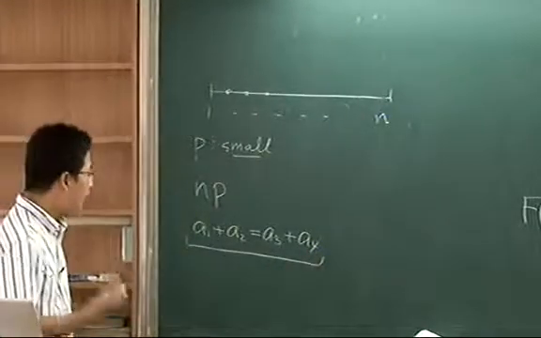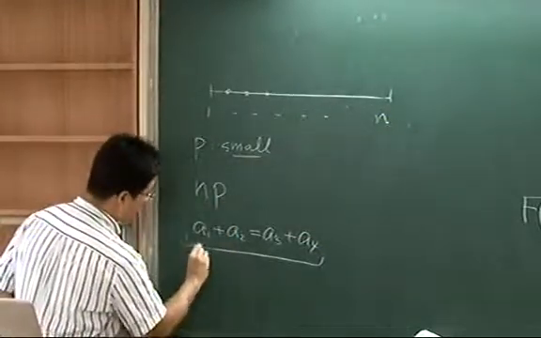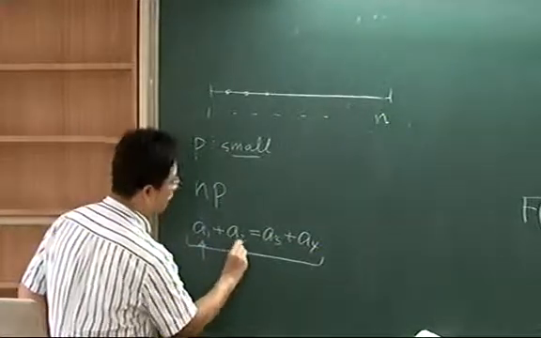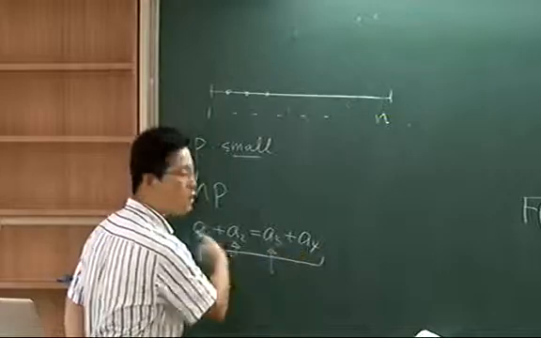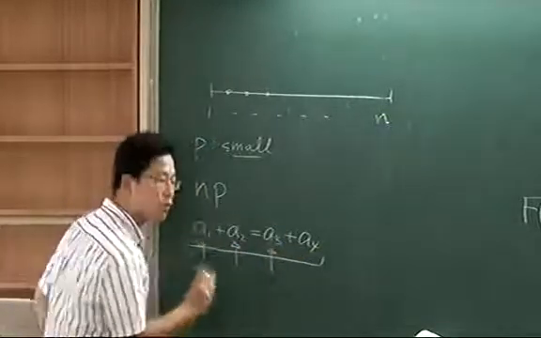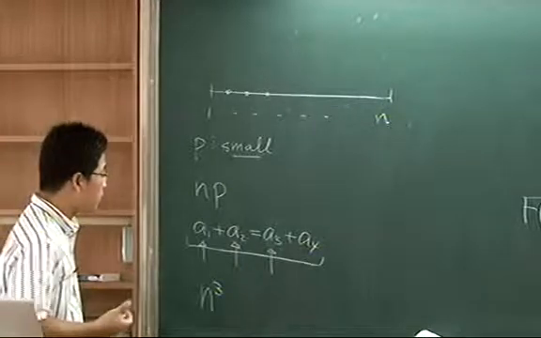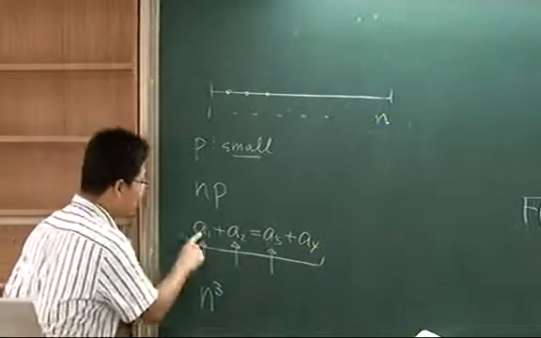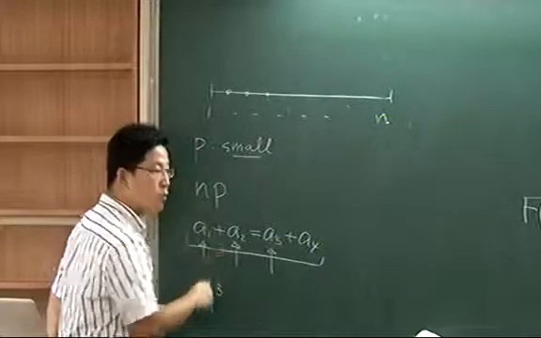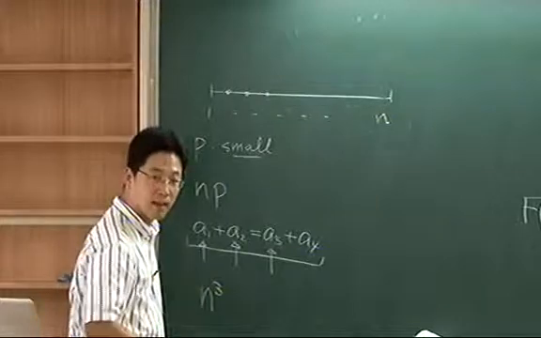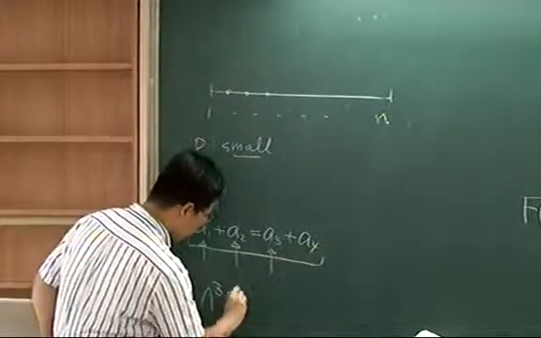So first, let's count the number of these non-trivial solutions in the set of integers up to n. Then we have n choices for a1, and n choices for a2 and a3. And the last element will be determined to satisfy this equation. So the number of this kind of non-trivial solution in the n set will be n cubed. And then now we need to think about the random set. Let's assume that these elements are distinct. Then each element will be chosen in the random set with probability p. So the probability that all 4 elements are chosen in the random set will be p to the 4.